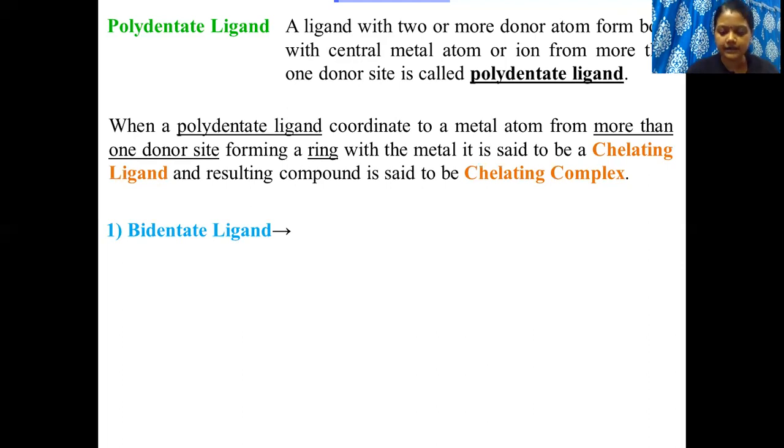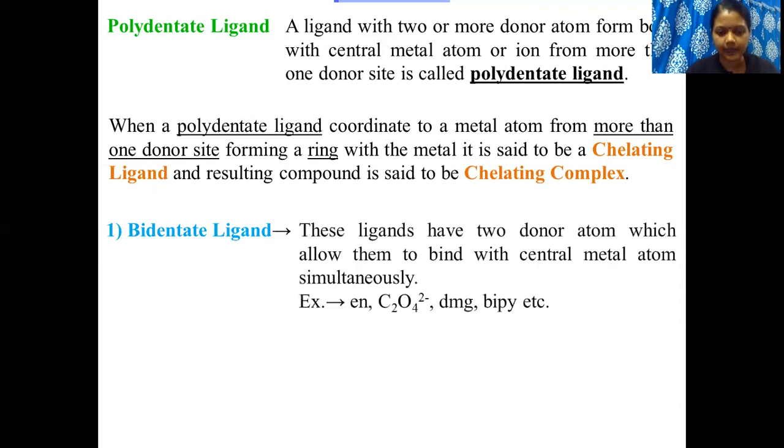First one is bidentate ligand. By name we know what it means. These ligands have two donor atoms which allow them to bind with the central metal atom simultaneously. Examples are ethylene diamine, C2O4 2 minus, DMG, BIPY, etc.